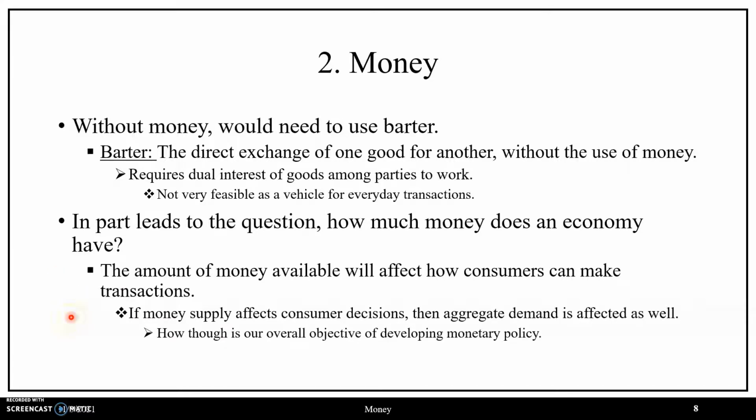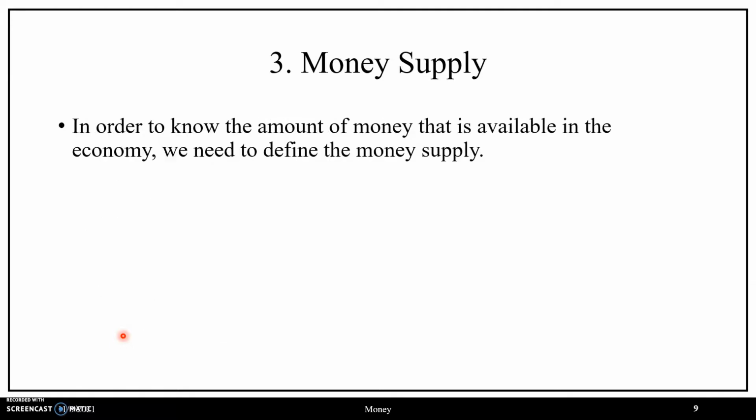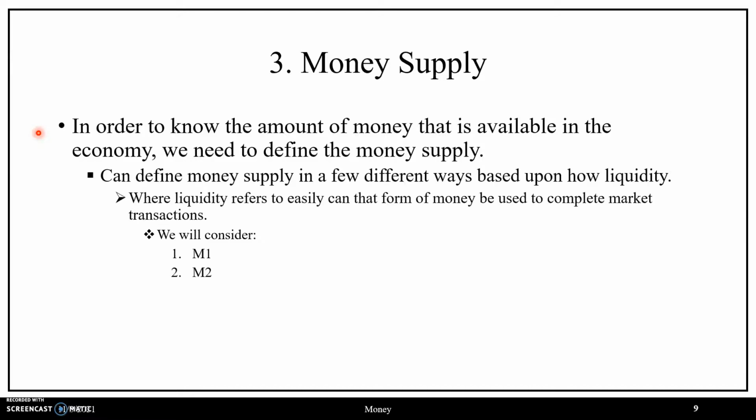Overall, if the money supply affects consumer decisions by affecting consumer transactions, then aggregate demand is affected as well. How aggregate demand is affected through the size of the money supply will be our overall objective in terms of developing monetary policy. So with that said, turning our attention now towards the money supply, in order to know how much money is available in the economy, we need to first define what the money supply is.